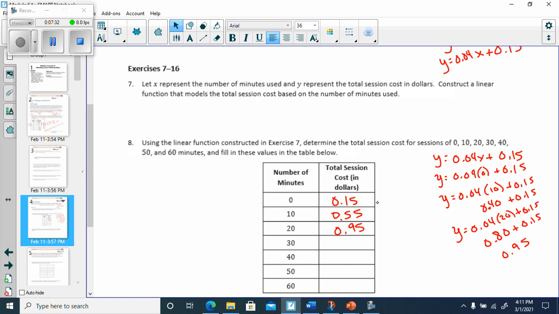So what am I doing each time? I'm adding what? 40 cents each time, right? Well, if I'm going to keep the same distance here, I'm going to have the same thing here. If I add 40 cents to this, that would be $1.35. If I add another 40 cents, it's $1.75. If I add another 40 cents, it's $2.15. If I add another 40 cents, it's $2.55.